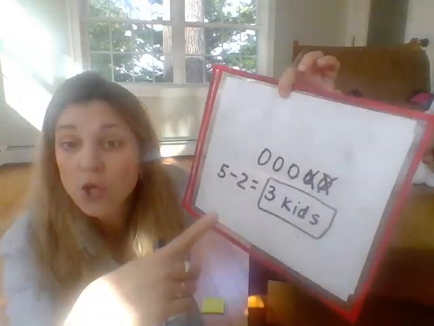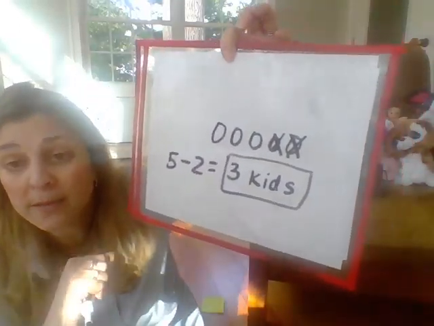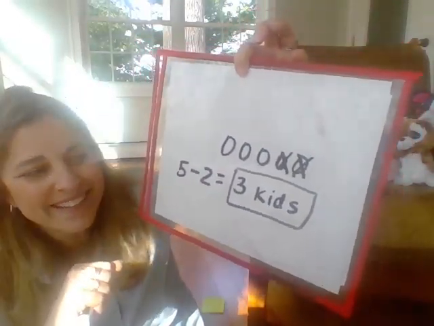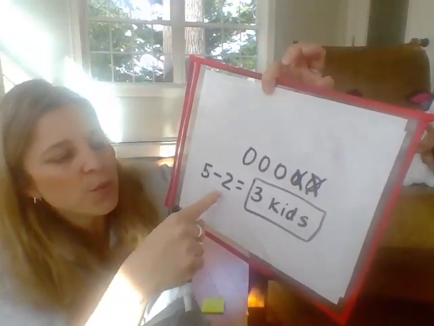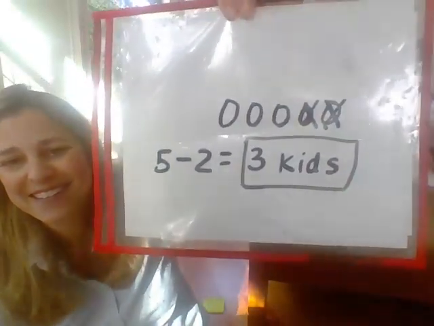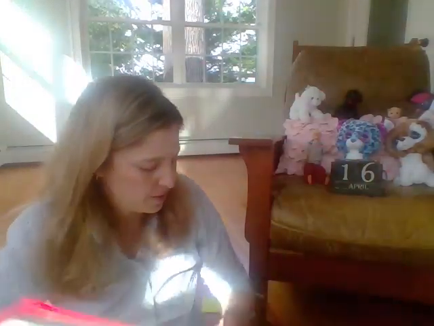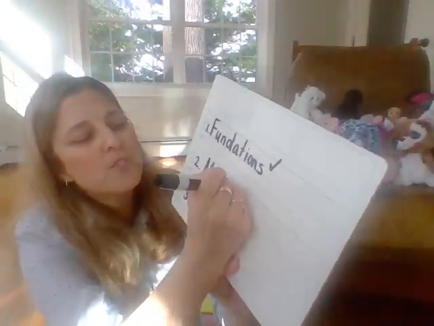How many students? 3 students or 3 kids is fine to write, okay? 5 minus 2 equals 3. Good job, boys and girls. All right, awesome. So we're gonna get math and we're gonna check it off in our subtraction story. We did that, our number story.